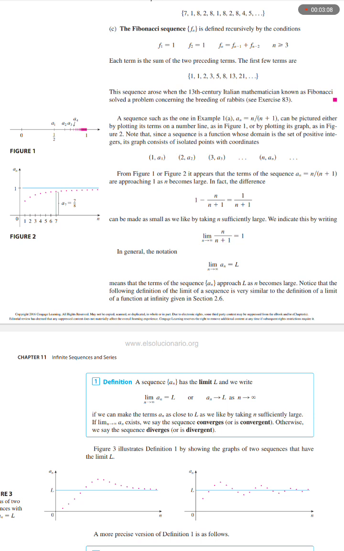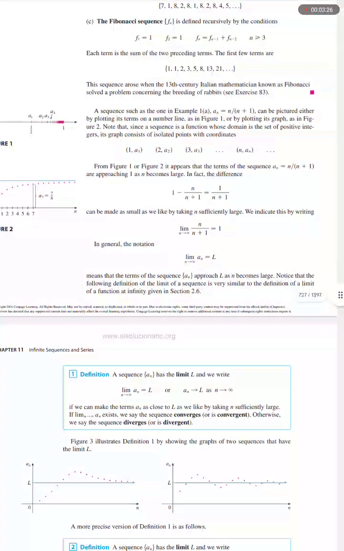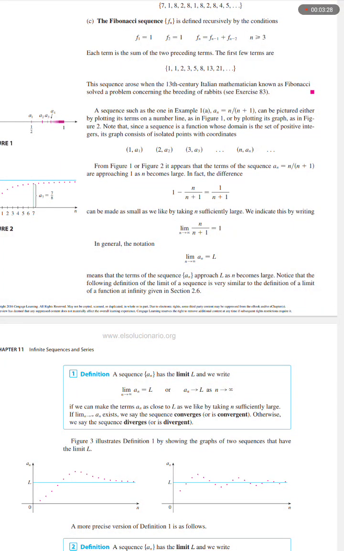In general, the notation limit of a_n as n approaches infinity equals L means that the terms of the sequence {a_n} approach L as n becomes large. Notice that the following definition of the limit of a sequence is very similar to the definition of a limit of a function at infinity given in section 2.6.